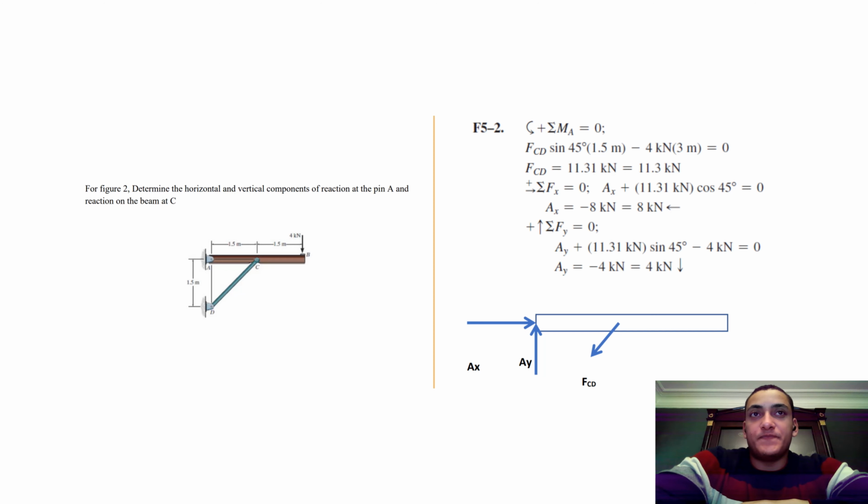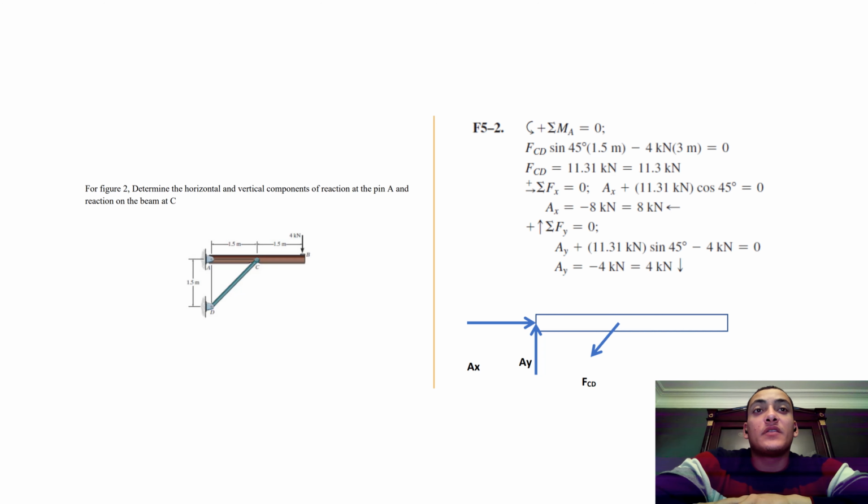Let's look for sigma Fx, which must equal 0. So Ax, which is unknown, plus 11.31 kilonewtons cosine 45 equals 0, which gets us the final answer of negative 8 kilonewtons. So on the free body diagram, we were wrong. It is 8 kilonewtons to the left.